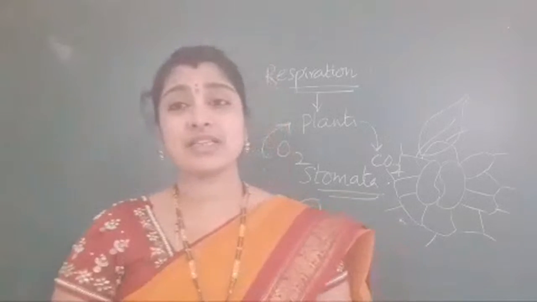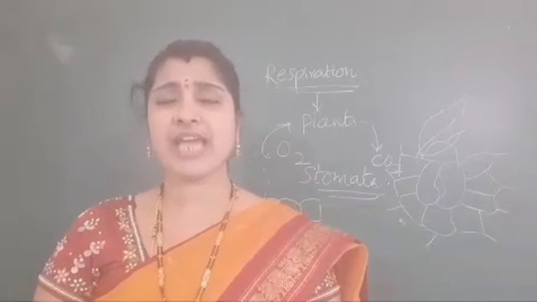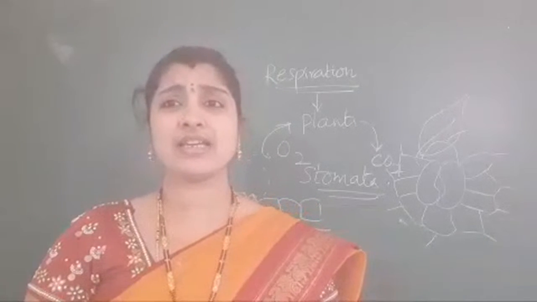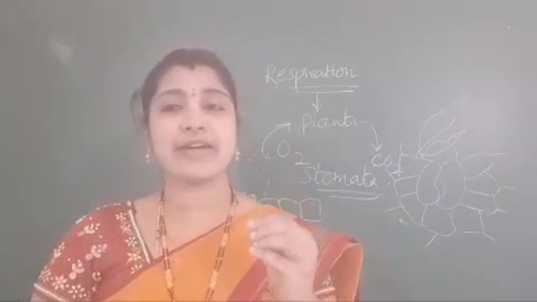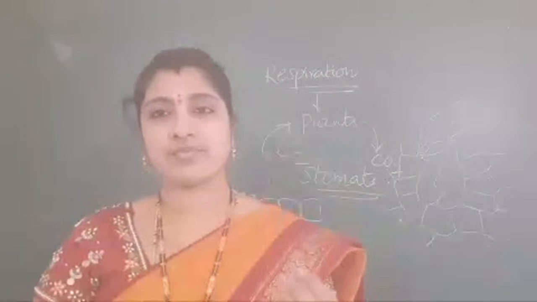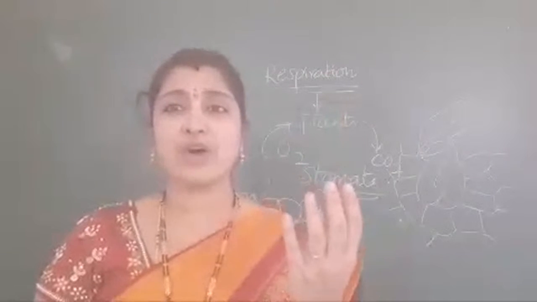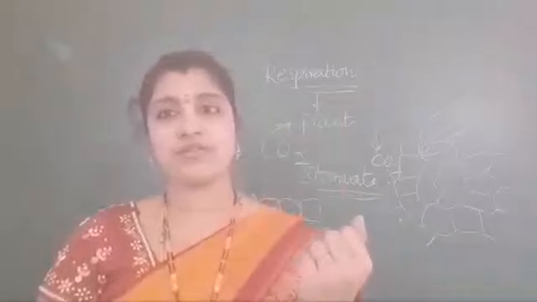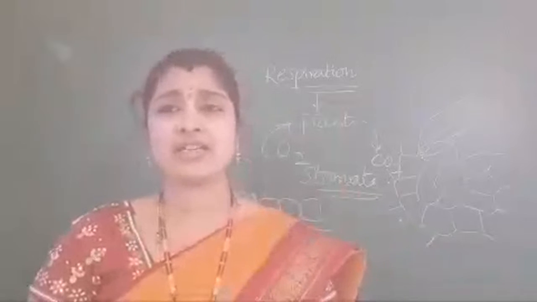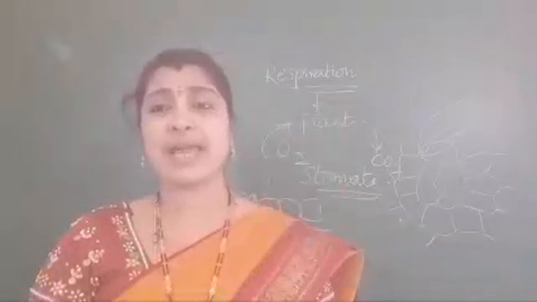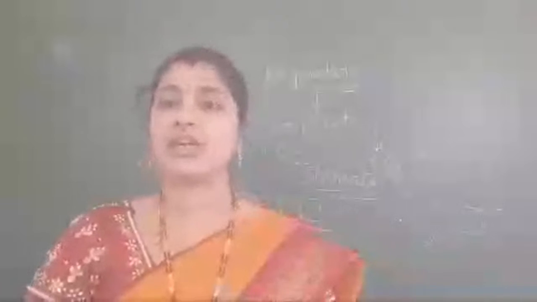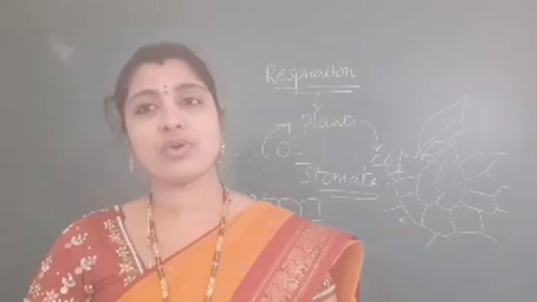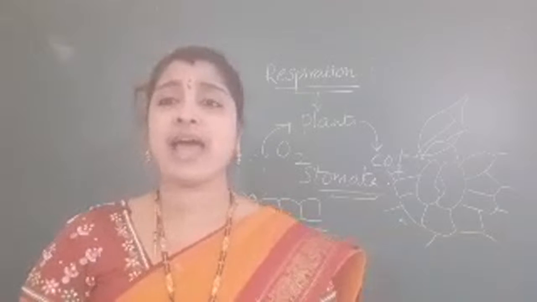And some other structures we have observed, what is that? Knees or pneumatophores. In the roots itself, they develop outside. They grow outside to take what? Oxygen from the air. So what are the adaptations that take place in the plants? Pneumatophores or knees. K-N-E-E-S. Knees or pneumatophores. P-N-E-U-M-A-T-O-P-H-O-R-E-S. Pneumatophores. Isn't it? And next one.